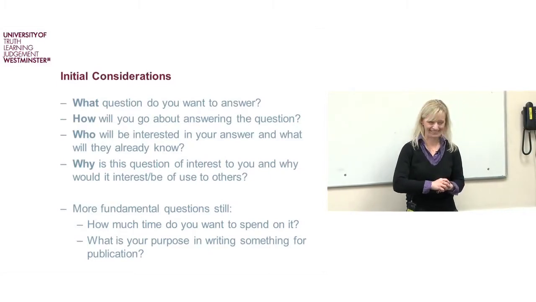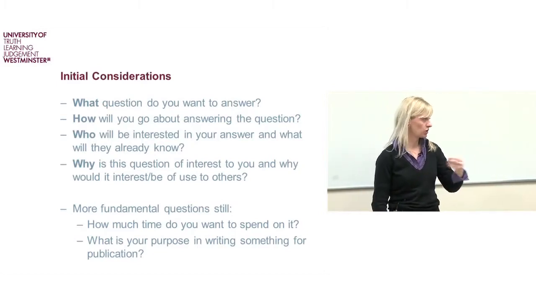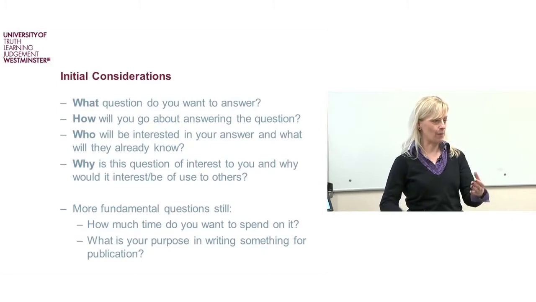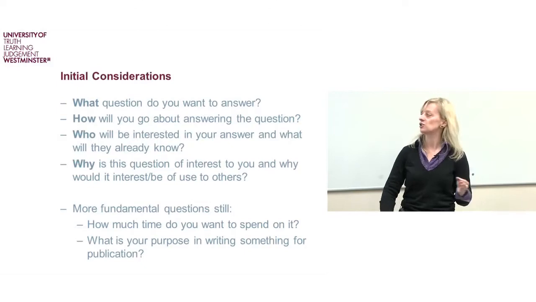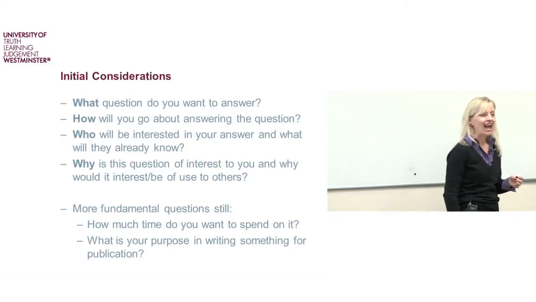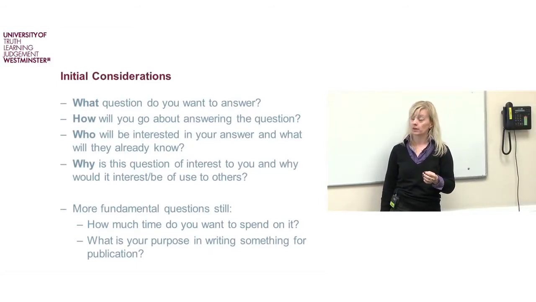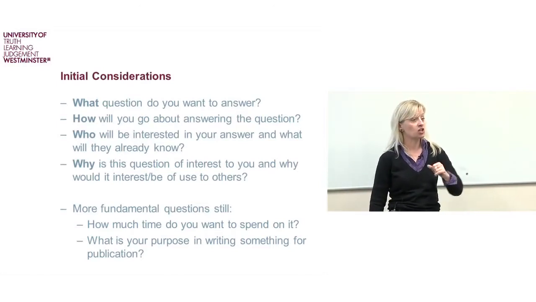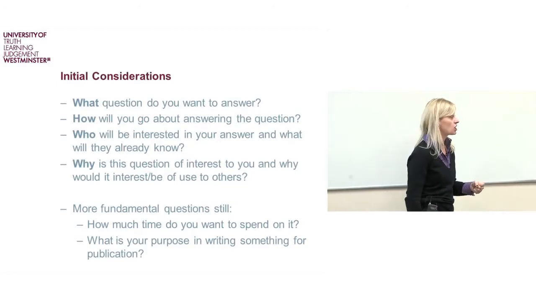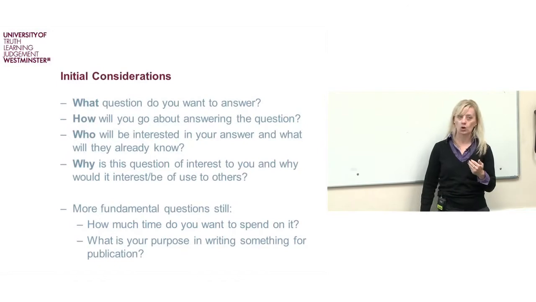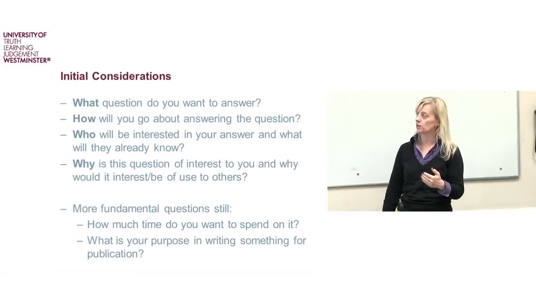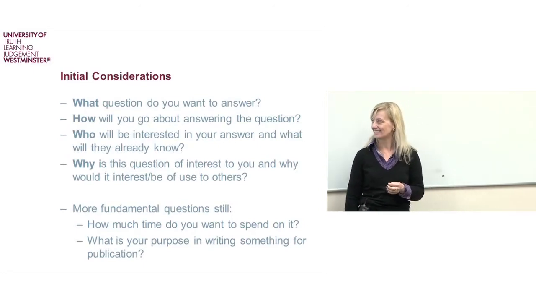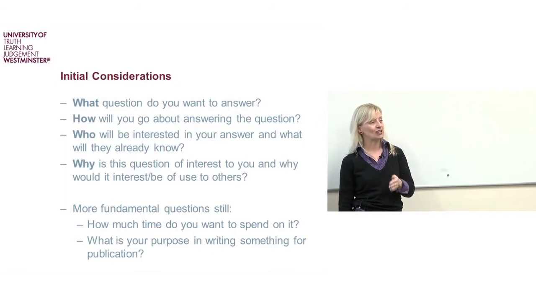Who's going to be interested? Now, I know for many of us, we want to get published because we want to get published. But in terms of the law review, they want to publish something that's going to interest their readership. Their purpose is to interest other people, not to get you published. So, who will be interested in your answer? And what will they already know? Because that might change the nature of the question you wish to pose. Might change that, and it might change how you go about undertaking your research, and it might change where you decide to publish it. So what question, how do you want to go about answering it, who is going to be interested, what do they already know, and why is this of interest to you? And how are you going to convince others that it's of interest to them?